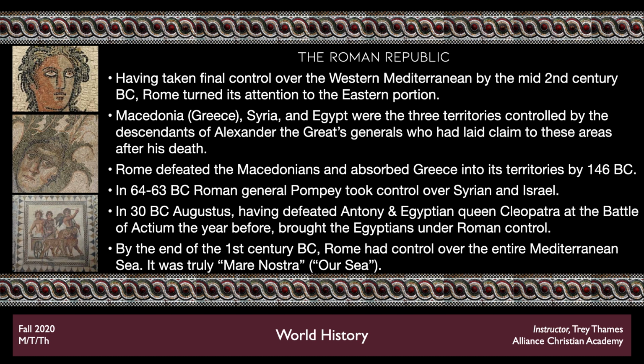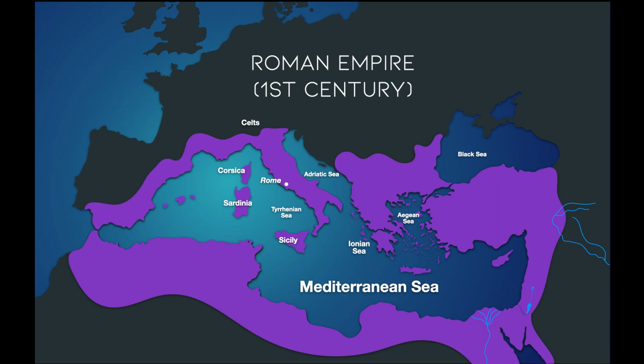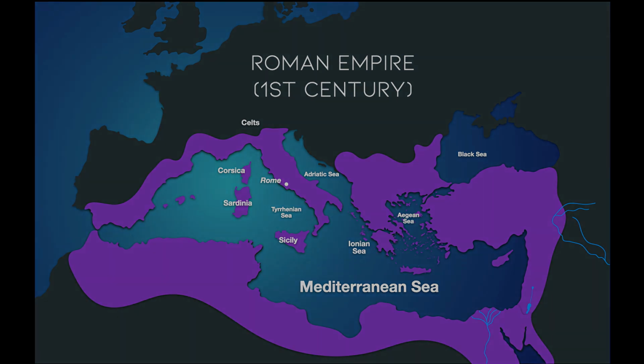So by the end of the first century BC, Rome has control over the entire Mediterranean Sea. And it is truly Mare Nostrum, or our sea. And that's what Rome looks like, or the Mediterranean world looks like, at the end of the first century BC. All right, that'll do it for us on our study of Roman civilization.